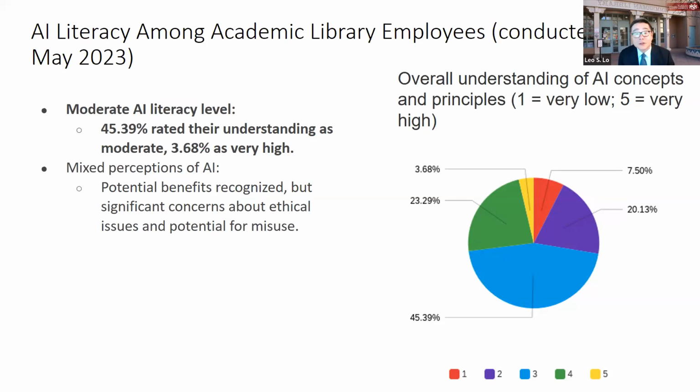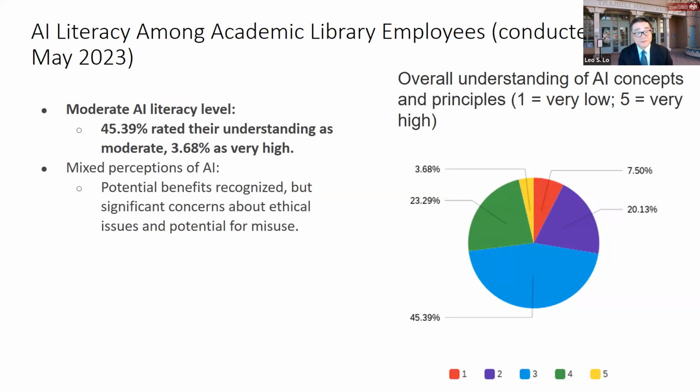So 760 respondents participated. One of the key findings is that there's just a moderate AI literacy level. About 45% rated their understanding as moderate, but not even 4% as very high. And their understanding of AI concepts and principles is only 2.97 out of 5. The midpoint is 3, so it's below the midpoint.